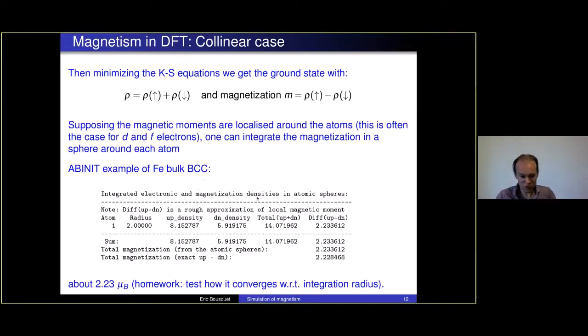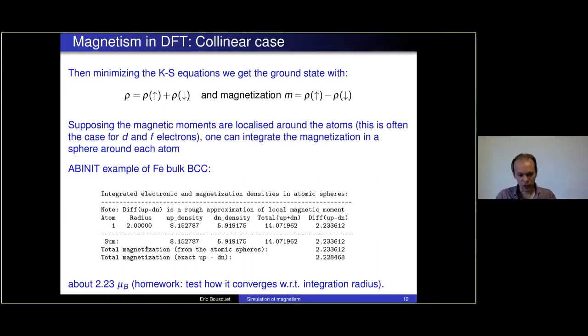And here I'm showing directly the output of the Abinit code, for example here for iron bulk. You can see that the iron bulk is only one atom per unit cell. You define here the radius of integration, which is in Bohr, here 2 Bohr. Then you can integrate the up density and the down density. You can make the sum of the two, that is the total density. And then the difference between the two is giving you directly the magnetic moment of your system, of your atom, sorry. This means that for the iron, we predict from the DFT calculation a magnetic moment that is about 2.23, which is not so far from the experiments.